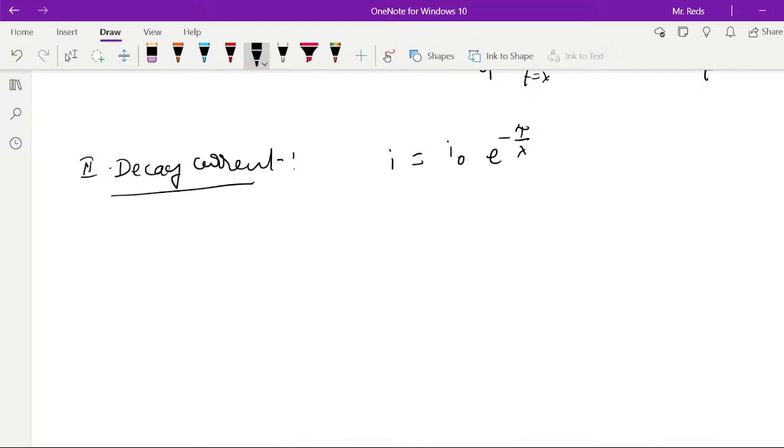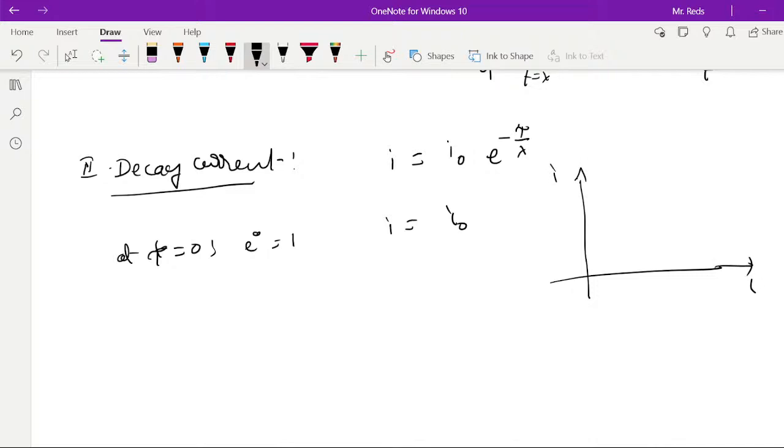Here at time t equal to 0, e power 0 is 1, so we get I equal to I naught. At t equal to 0 it will have the maximum value. When time increases, it decreases because of the negative power. How to express this: this is I, this is t. At time t equal to 0 it has the maximum value I naught, and from here the value decreases exponentially, and it takes infinite time to become 0.